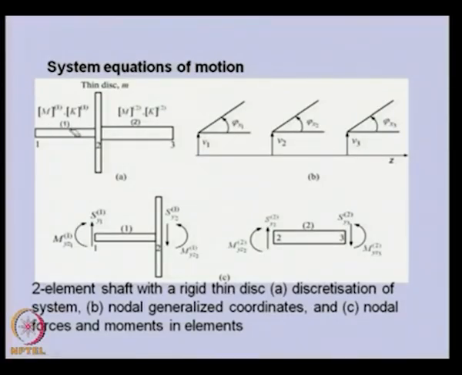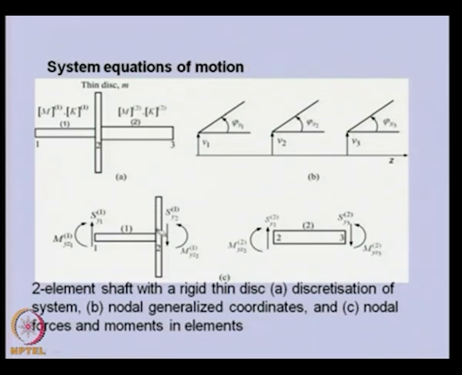So this is one element, this is another element. The dimensions of these two elements are different, and in between there is a thin disk. Now you can see that in these two elements we have three nodes, 1, 2 and 3, and at each node we have 2 degrees of freedom. So in total, 6 degrees of freedom are there. So we have divided these two elements like this.